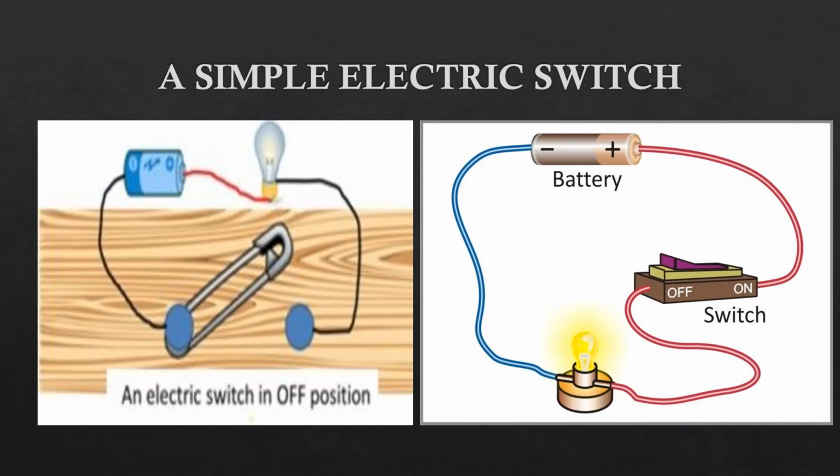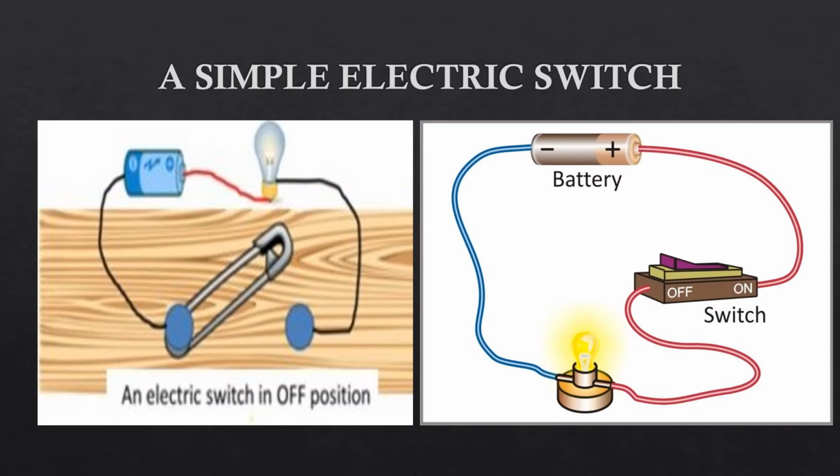As we know, an electric switch is a commonly used device for making, breaking or changing the course of an electric circuit. Here in the diagram you are seeing both circuits. One is open and one is closed circuit. The terms open and closed refer to switches as well as entire circuits.